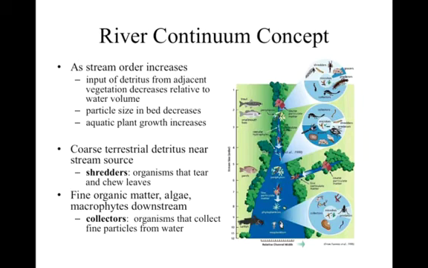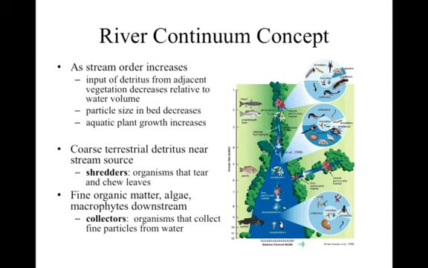Because of this, the detritus is different near the stream source versus further down. And so up in the lower order streams, I tend to get shredders, which are organisms that can tear up and chew those big pieces and that high amount of detritus that's coming into these little streams, which have a little bit of water.